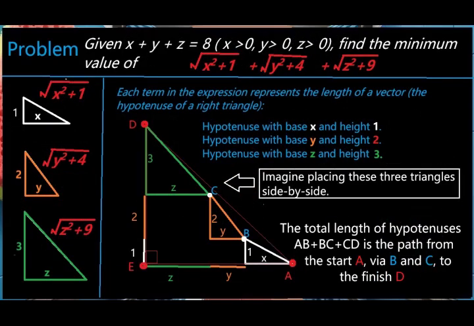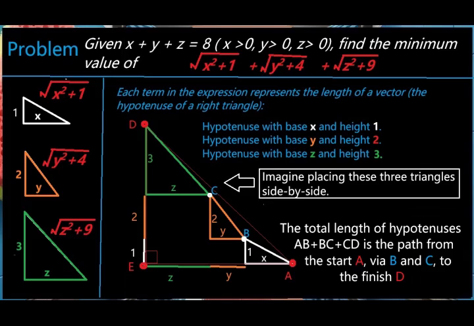The second problem is similar to the first one, but now we are given three positive numbers x, y, and z. Our goal is to find the minimum value of an expression involving three square root terms, each depending on x, y, and z, as shown on the screen. From the structure of these terms, we can once again interpret each as the hypotenuse of a right triangle. The first triangle has legs x and 1. The second triangle has legs y and 2. The third triangle has legs z and 3. Now imagine placing these three right triangles together as shown on the screen.